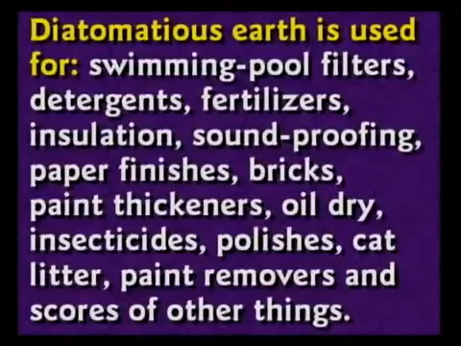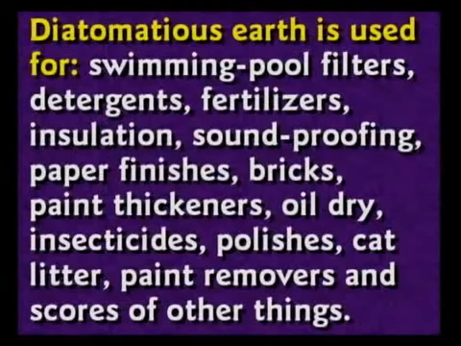Diatomaceous earth is used for swimming pool filters. It's used for detergents to clean your clothes. For fertilizers, insulation, soundproofing, paper finishes. They will mix diatomaceous earth in with the slurry of wood chips and it makes the paper have a slicker surface. When they make paper, diatomaceous earth is in there. Soundproofing, oil dry, paint thickeners, polishes, cat litter, you know, the white crystals you put out for the kitty, that's diatomaceous earth. Paint removers, and scores of other things.